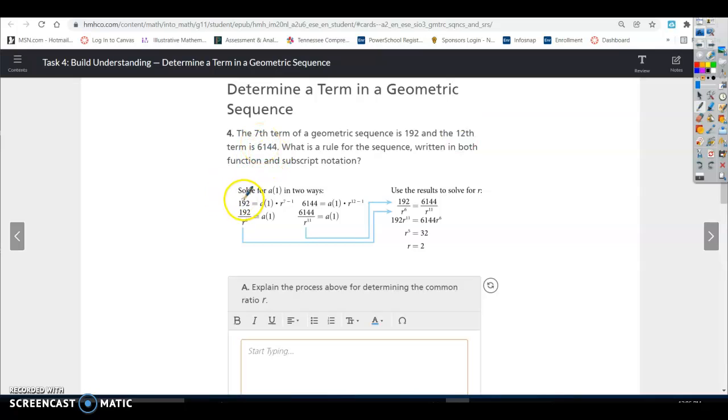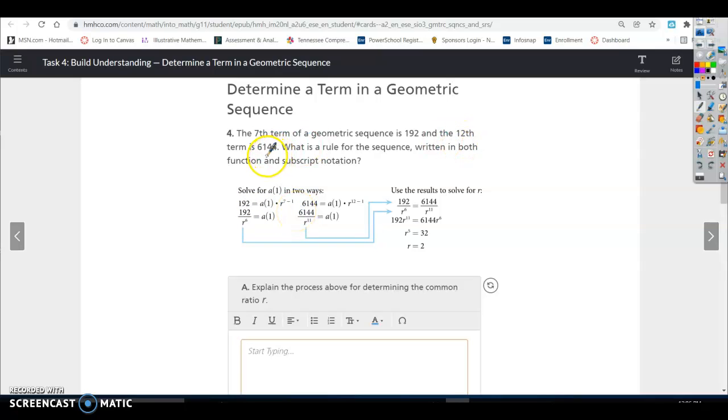So the first thing they're going to do is solve for the first term, a of 1, in 2 ways. All right, so 192, we know that's our 7th term, so we plug in 7 for n. 7 minus 1 is 6. So we're going to divide both sides by r to the 6th power, and that leaves a sub 1 by itself. So really there was one step to that process there. All right, we're going to do the same thing with the other term given.